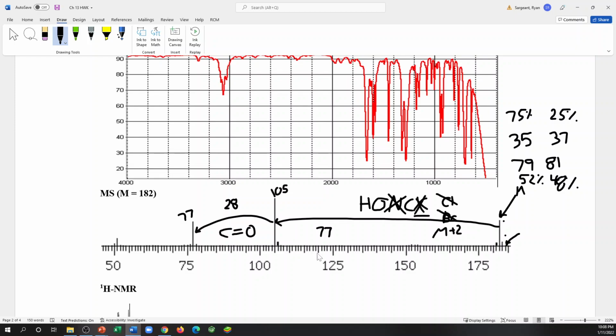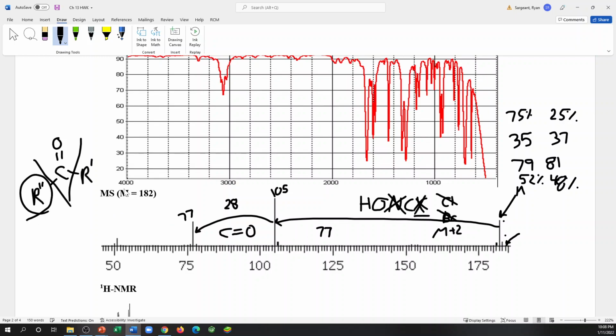Carbonyl groups often break. If you have a carbonyl group somewhere in your compound, and there's something on one side of the carbonyl group, we'll call that R1, and then there's something else on the other side of the carbonyl group called R2. In a mass spec, what tends to happen is one side breaks off, and then the carbonyl group breaks off, and you're left with R2.